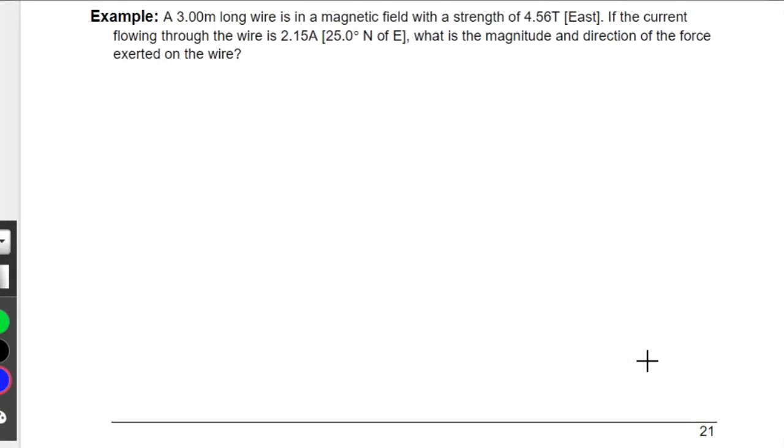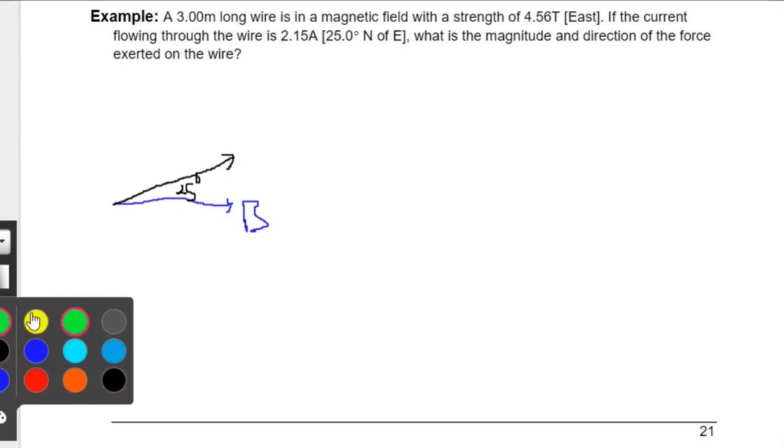For the final example, we have a 3-meter long wire in a magnetic field with a strength of 4.56 Teslas east. So this time we have our magnetic field to the east. If the current flowing through the wire is 2.15 amps, 25 degrees north of east. So here's our current. We have 25 degrees over here, north of east.